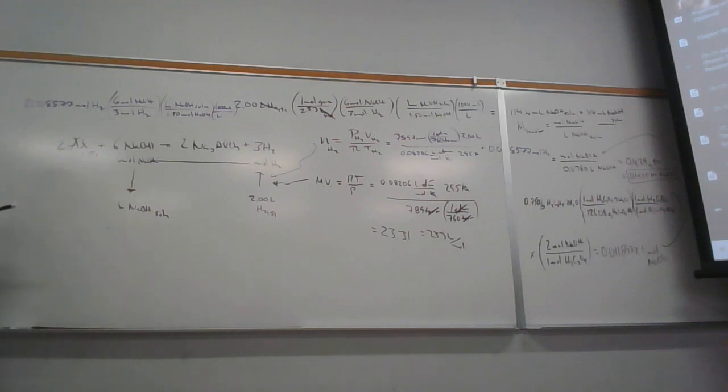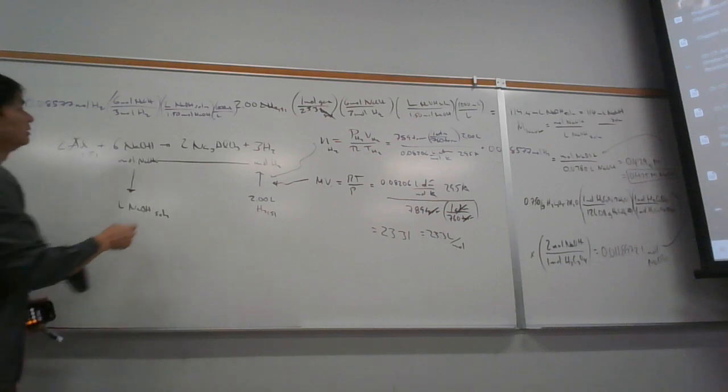I screwed up. 0.0857 times 6 divided by 3 divided by 1.5 times 1,000. That's 114.